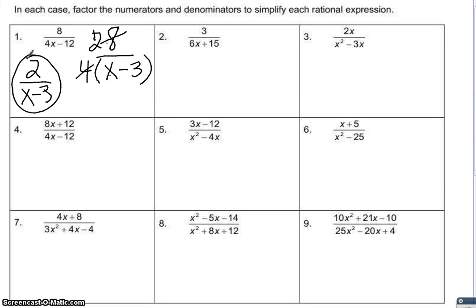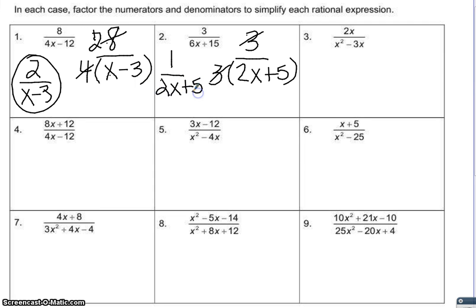Okay, let's look at number 2. Again, my numerator is going to stay at 3. I've got 6x plus 15. So what do 6 and 15 have in common? That's right, I can factor out a 3. So I'm going to have 2x plus 5 left in the denominator. Again, my 3's will cancel, and what I'm left with is 1 over 2x plus 5. When the numerator cancels and there's nothing left, make sure you put a 1 in its place.